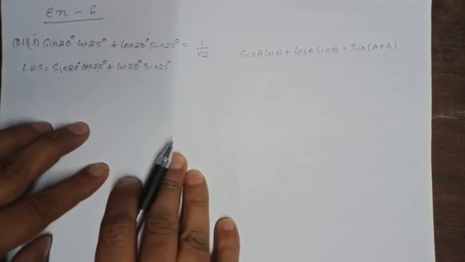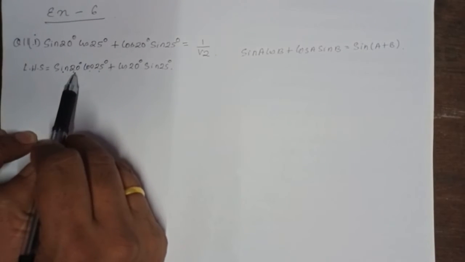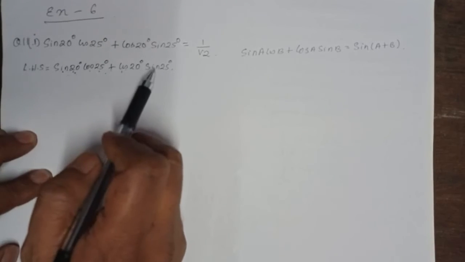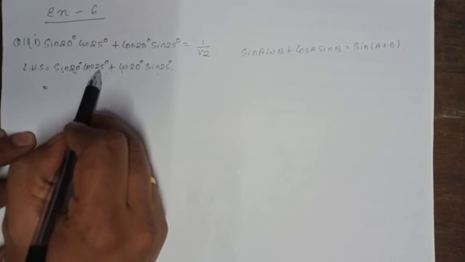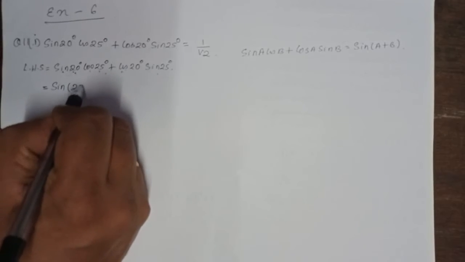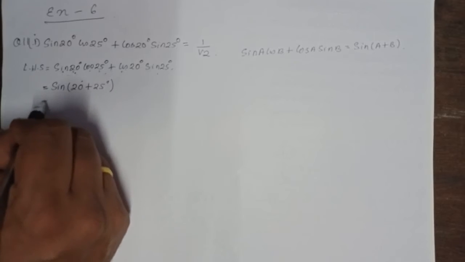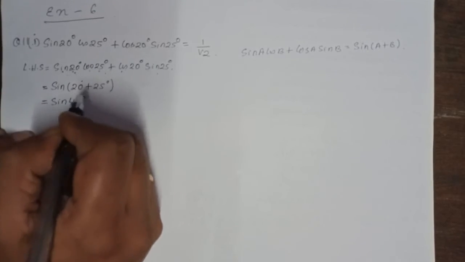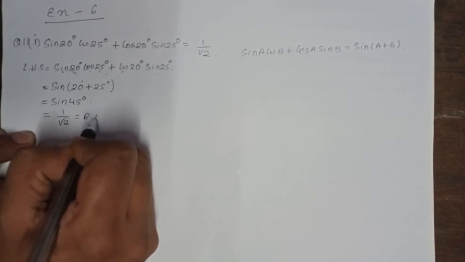Now similarly, if I apply this formula over here, sine 20 degree cos 25 degree plus cos 20 degree sine 25 degree, this is in terms of sine A cos B plus cos A sine B, which means sine A plus B. Sine 20 plus 25 is sine 45 degree, and the value of sine 45 degree is 1 over root 2. This is equal to the right hand side.